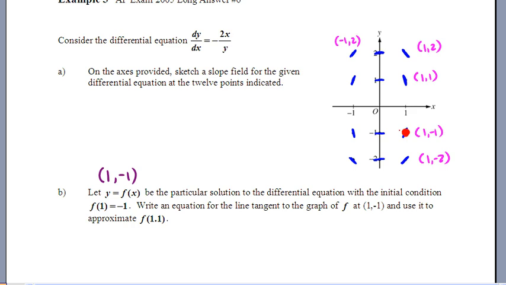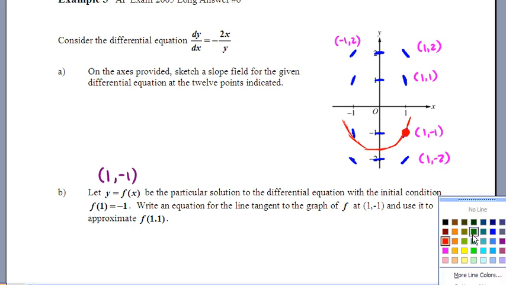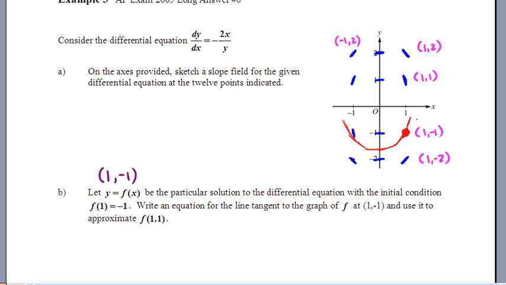It says write an equation for the line tangent to the graph of f at 1, negative 1, and then use it to approximate the answer at 1.1 for x. So just kind of looking at the picture, I'm thinking that this graph is probably going to go, I don't know, like kind of like this or something, right? Roughly. And they're asking me, could you go and get a tangent line to the particular solution? Yeah, okay. I think we can do that.